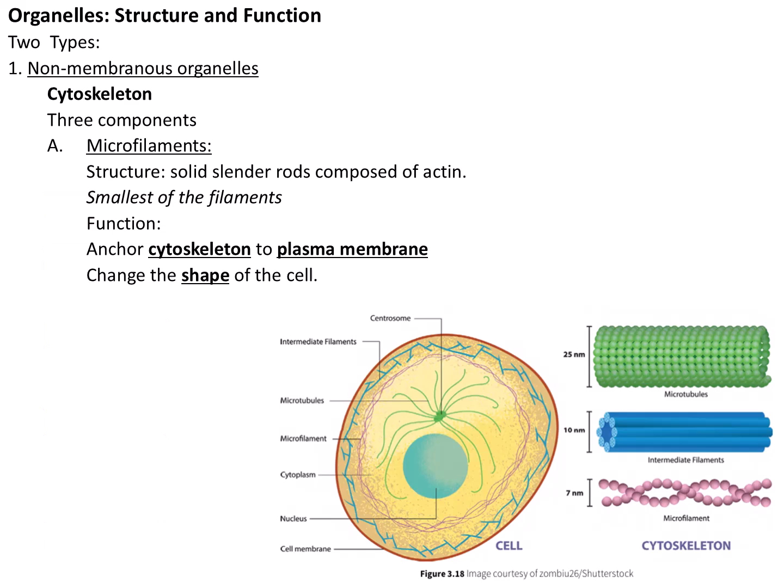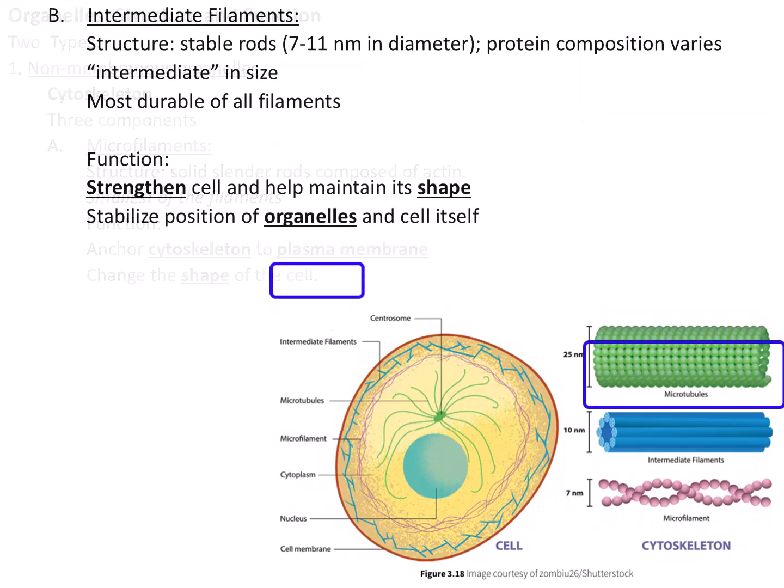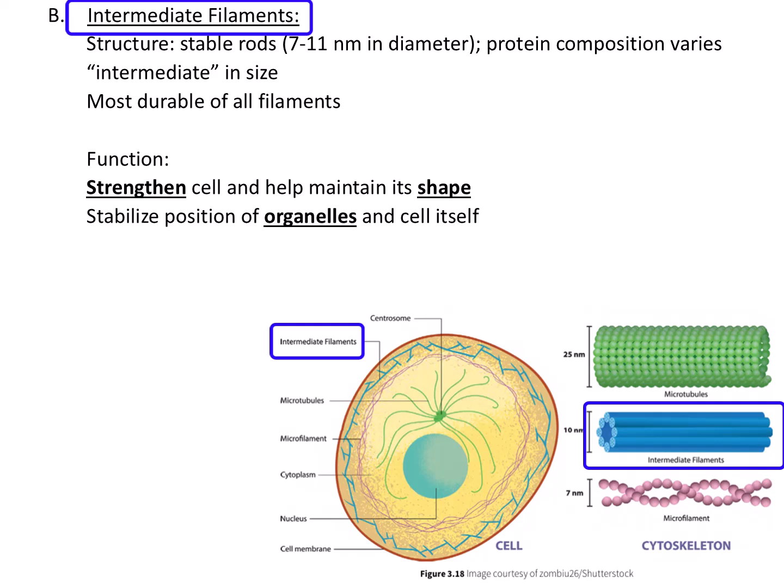The cytoskeleton consists of 3 components. The first are the microfilaments. Microfilaments are the solid, slender rods about 6 nanometers in diameter and composed primarily of proteins called actin. The microfilaments are the smallest filaments. Microfilaments have several functions. They can help anchor the cytoskeleton to the plasma membrane. They can help to change the shape of the cell, particularly if a cell is moving, and they can support structures like microvilli.